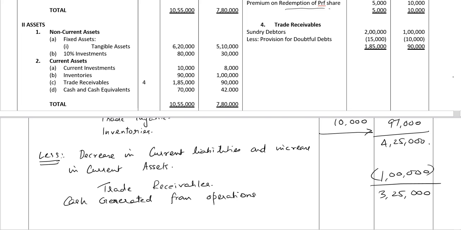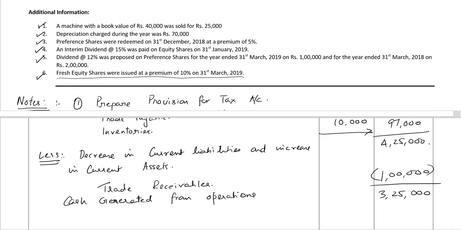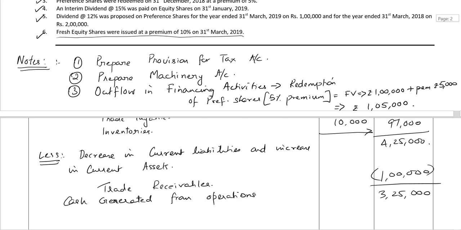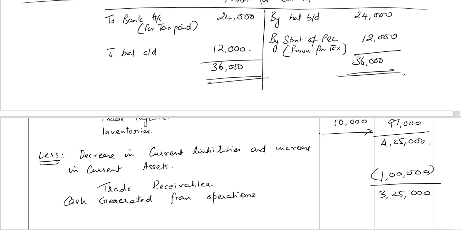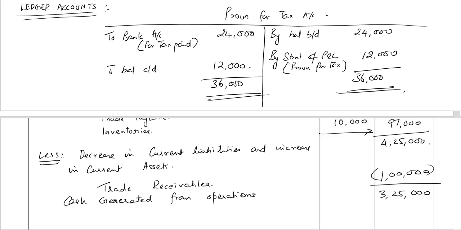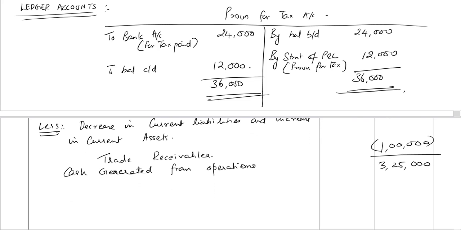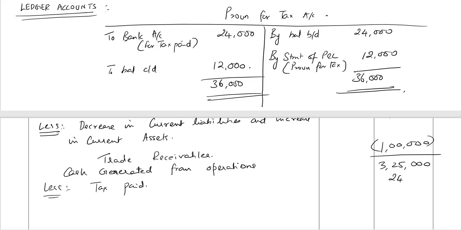Let's deduct the income tax paid. The provision for tax account is on top, the tax paid 24,000 rupees. Less tax paid 24,000 rupees, and the final answer 3,01,000 rupees cash from operating activities.